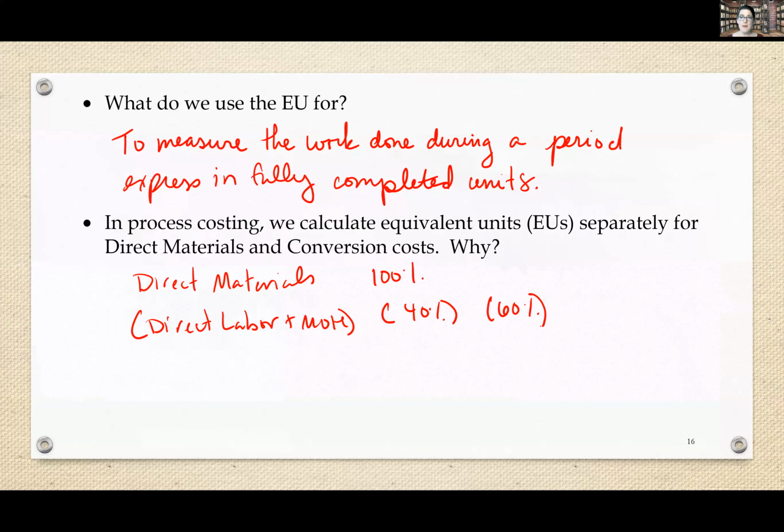All right, so just something to keep in mind is that you're going to have 2 different equivalent units for direct materials and for direct labor and manufacturing overhead, your conversion cost.